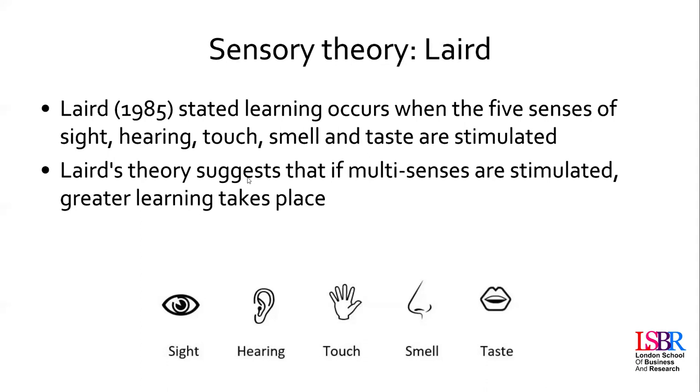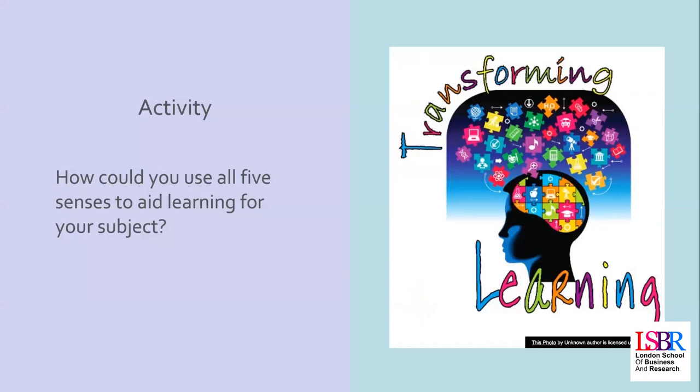So sensory theory. So Laird in 1985 stated that learning occurs when the five senses of sight, hearing, touch, smell, and taste are stimulated. And Laird's theory suggests that if multi-senses are stimulated, then more learning will take place. So there's sight, hearing, touch, smell, and taste at the bottom there. So I just want you to take 5 minutes and I want you to think about how you would use all the five senses to aid learning for your subject. And then we'll have a think about it together, and I'll just give you a couple of minutes, okay?